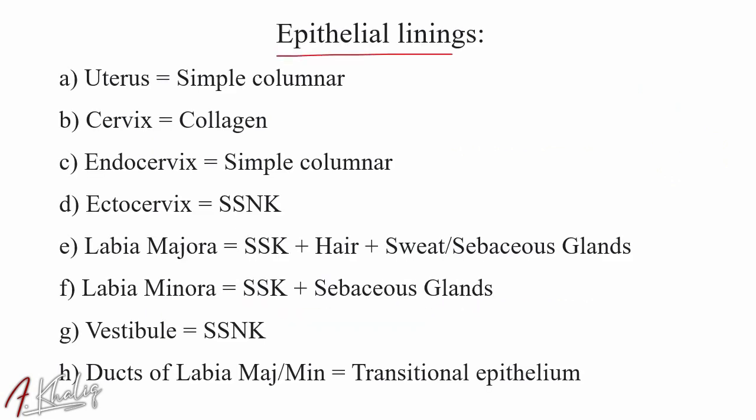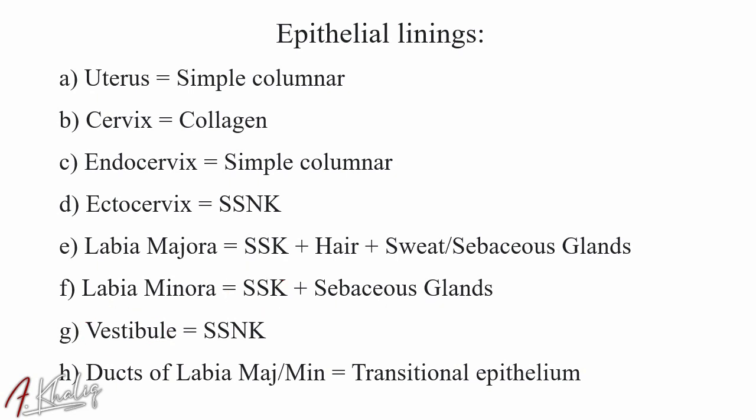Now here's a summary for the epithelial linings. For example, in the uterus, you have simple columnar epithelium. In the cervix, you have normally columnar, but the cervix is really divided into endocervix and ectocervix. In the endocervix, you have columnar epithelium. In the ectocervix, you have stratified squamous non-keratinized epithelium. If we talk about the labia majora, you have stratified squamous keratinized epithelium with the hair, sweat, sebaceous glands. In the labia minora, you have stratified squamous keratinized epithelium with only sebaceous glands.